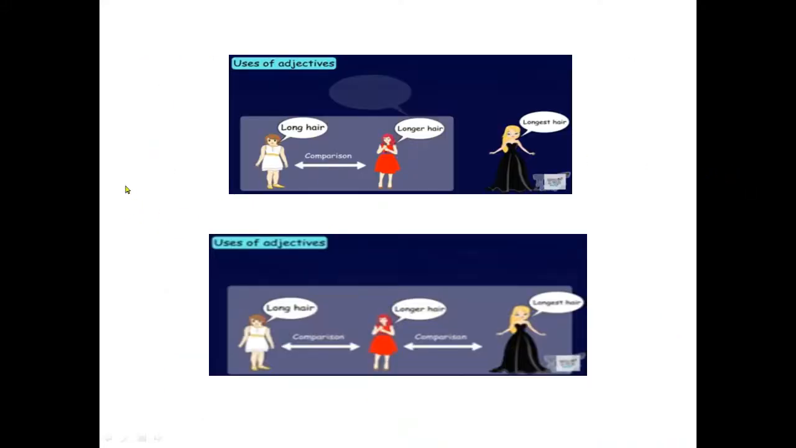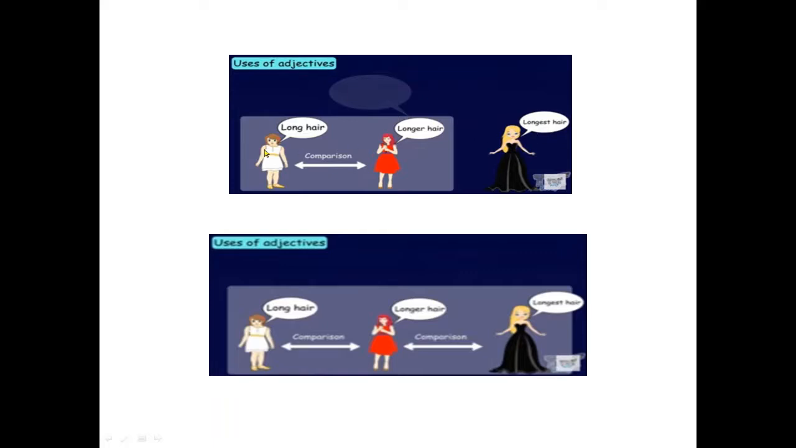Students, we will learn with some more examples here. This is the comparison between the hair of these two girls. She is having long hair. She is also having long hair. How will we say that her hair is longer? We will use the word longer. So here we are using the comparative degree, that is, her hair is longer than hers. And if one more girl is there, we will use the word longest.